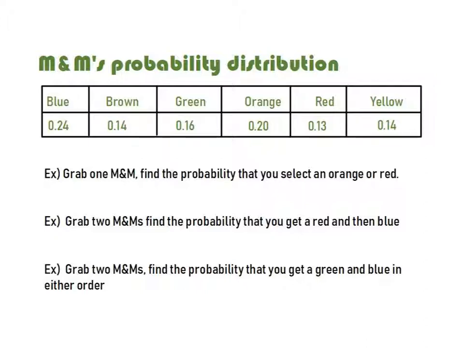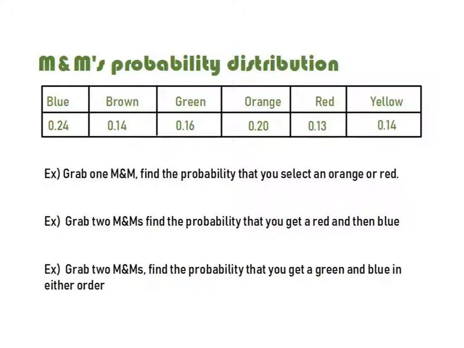A probability distribution is when you're looking at all the different ways something can happen, and there's like this list of all the different outcomes. So in this case, if you think of a bag of M&Ms, Google says this is supposed to be the breakdown of how many colors of each type there are. So let's look at a few probabilities.